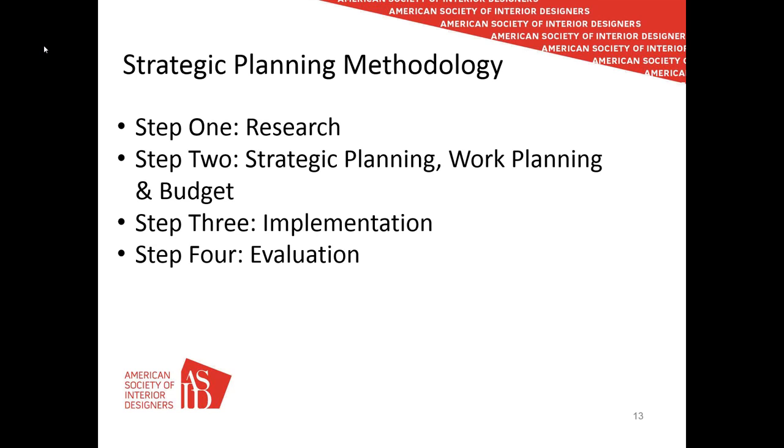I noticed that after the survey responses went out, the majority of the president-elects wanted to know basically what this strategic planning was. So we have it set up here in 4 steps: 1 being research, 2 being strategic planning, work planning, and budget, implementation, and evaluation. And I'm sure you're wondering, okay, what does all that mean?